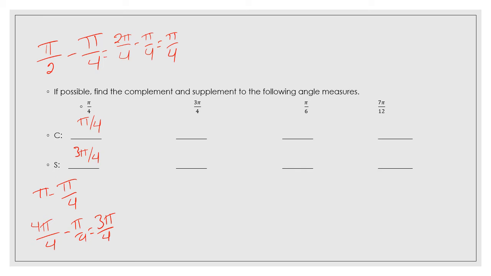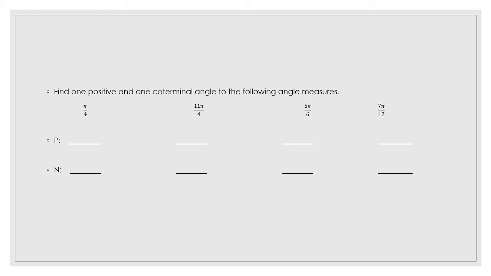Next one, so I have 3 pi over 4. 3 pi over 4 is greater than pi over 2, so it does not have a complement. There's no complement there. But it is less than pi, so I can subtract it from pi. So I have pi minus 3 pi over 4. Again, we need like denominators, so 4 pi over 4 minus 3 pi over 4, and that leaves me pi over 4. So pi over 4 is the supplement to 3 pi over 4, and we also know that from our first example. We're going to do the other two in class as well.